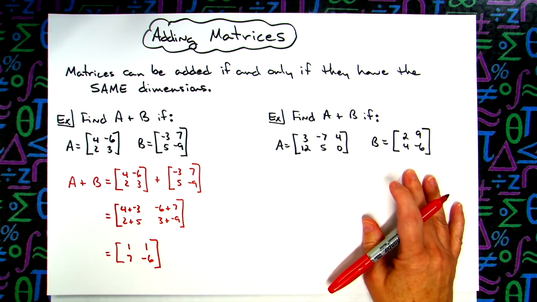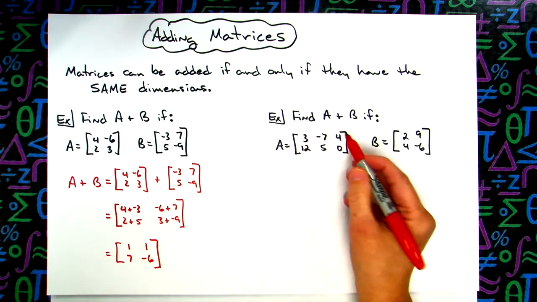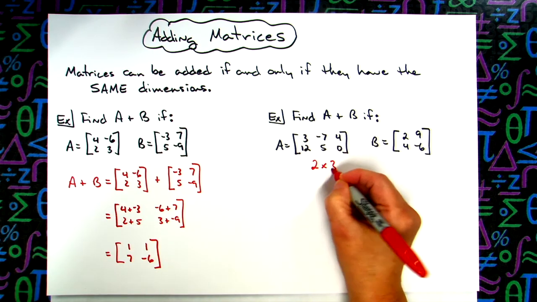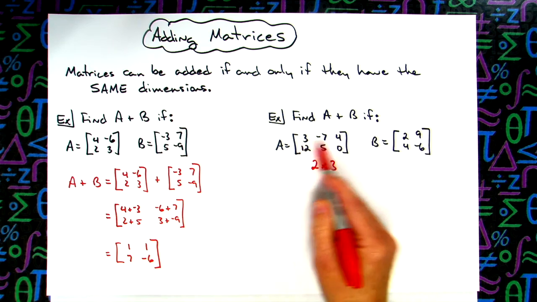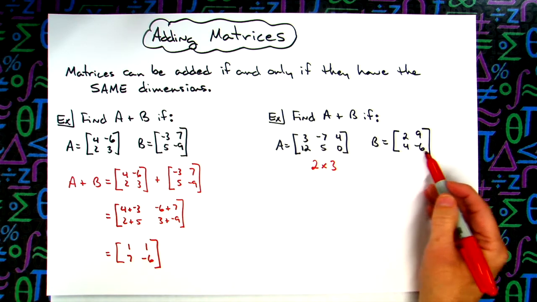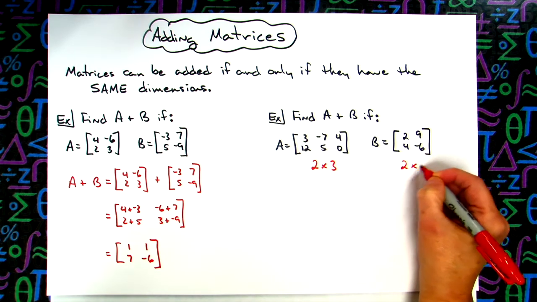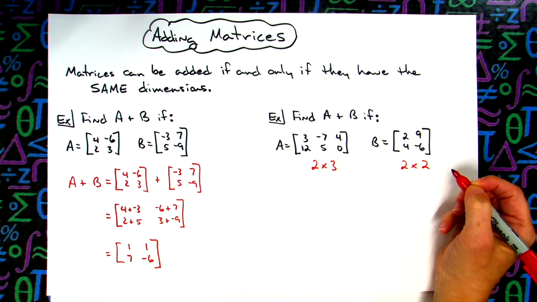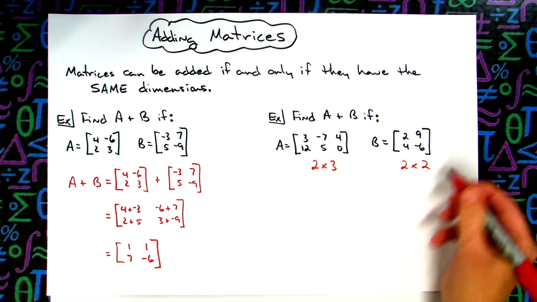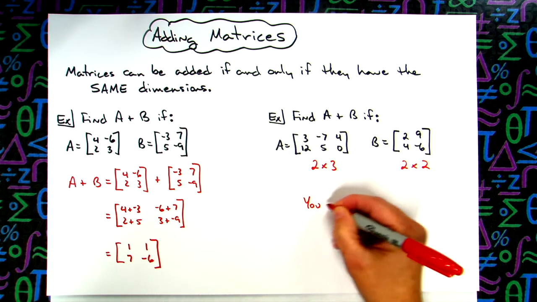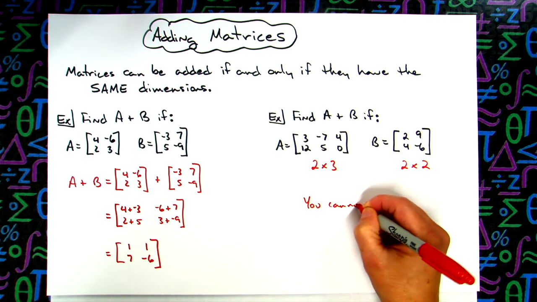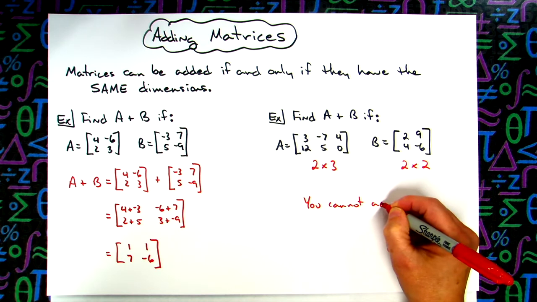All right, now over here, we need to look at this. This is a 2 by 3 matrix. All right, there are 2 rows, there are 3 columns. This one over here is a 2 by 2. All right, so since they do not have the same dimensions, we cannot add them. So let's just make a note here. You cannot add A and B.